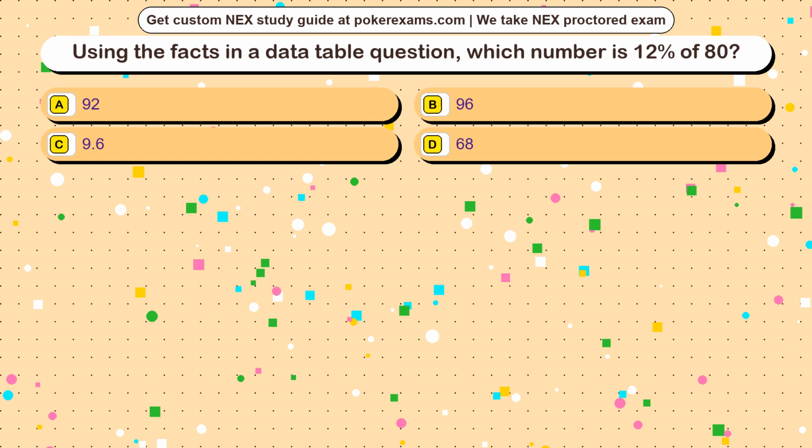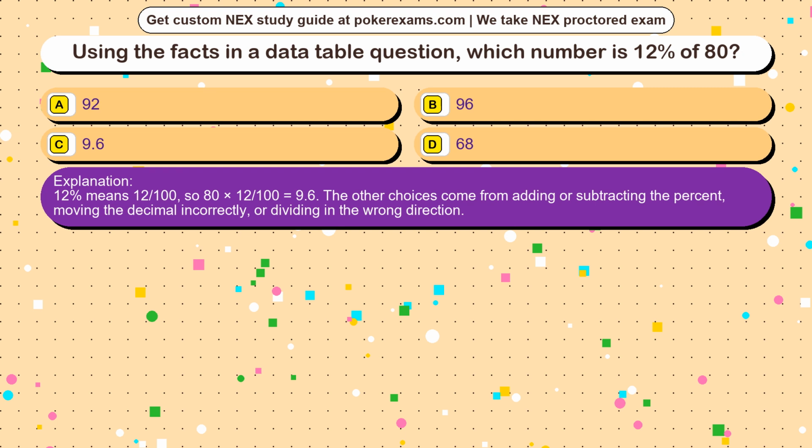The correct answer is option. 12% means 12/100, so 80 times 12/100 equals 9.6. The other choices come from adding or subtracting the percent, moving the decimal incorrectly, or dividing in the wrong direction.